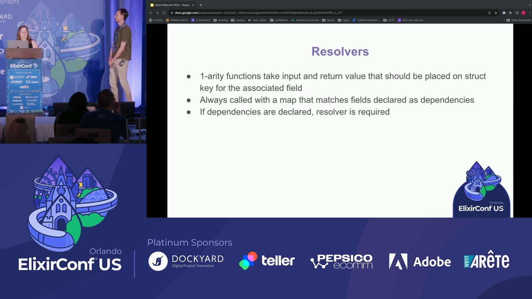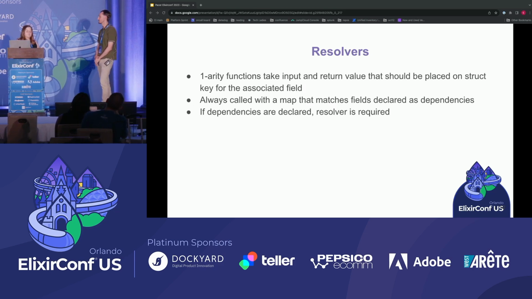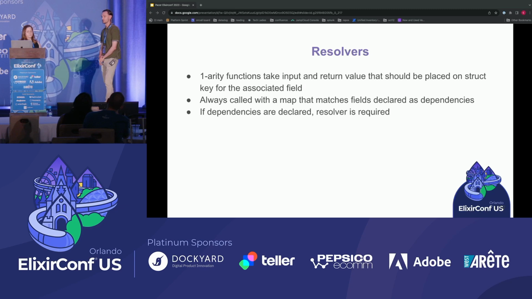All right, so resolvers are the other key piece of the puzzle here. If you think about fields as the what, resolvers are the how. They're one-arity functions, as we mentioned before. They take the input, which is all the dependencies that you declared, and then they return a value. It could be any arbitrary value, and that gets placed on that key for that field at the end of the workflow running. As I mentioned, it's always called with a map. And if you declare any dependencies in your field, we do require that you define a resolver.